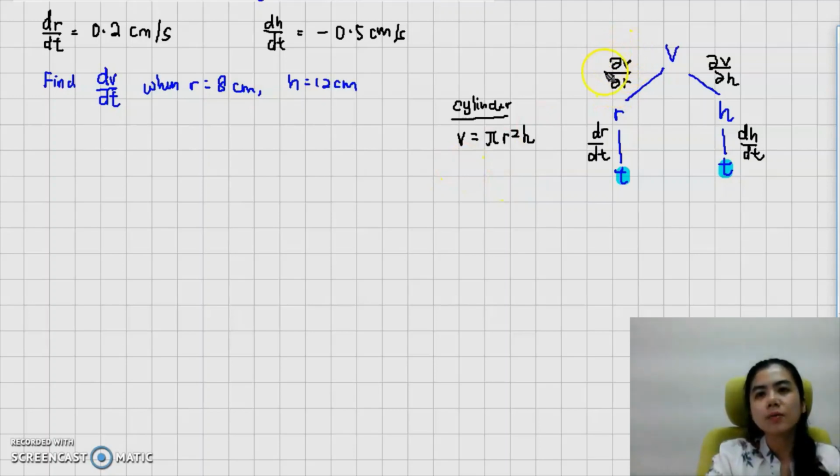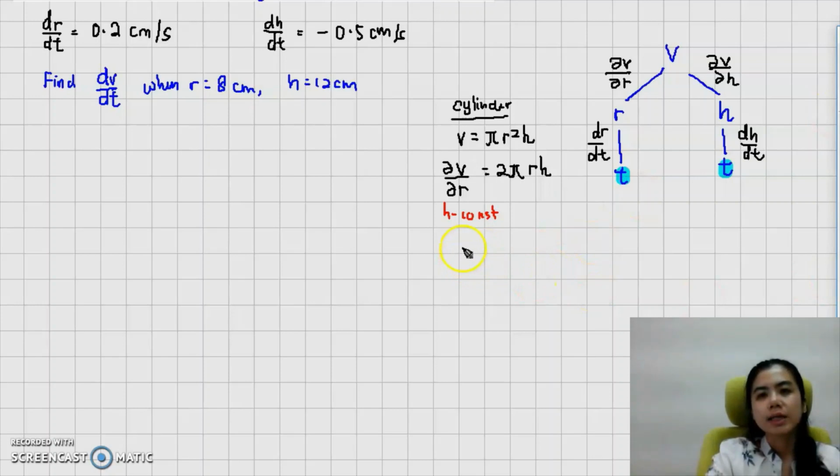So ∂V/∂r, you can get from here. You are treating the h as constant, so you differentiate with respect to r. You differentiate this one only. You have 2πrh. Okay, so we have 2πrh.